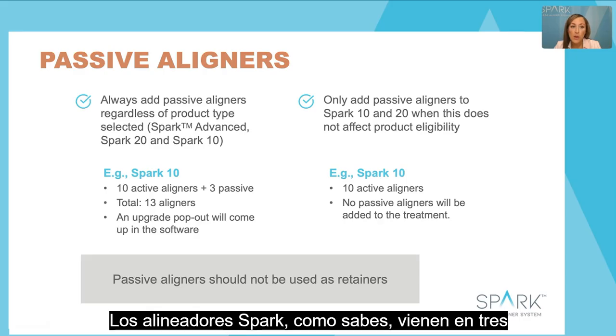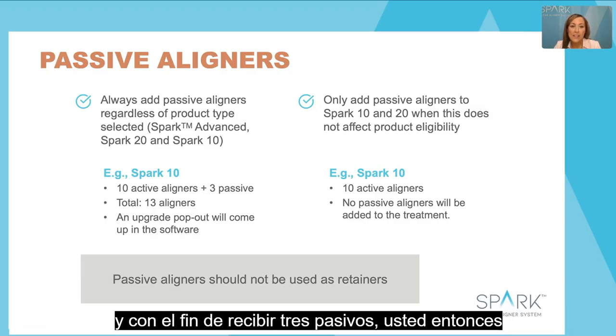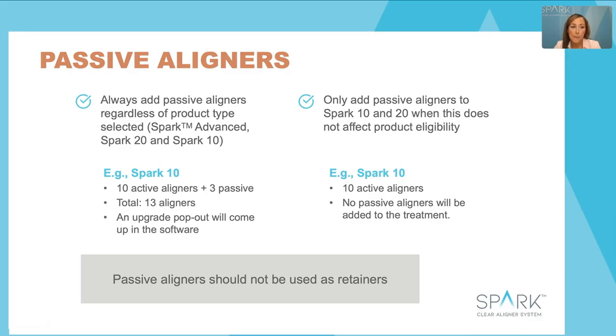Spark aligners, as you know, come in 3 product options: Spark Advanced, Spark 20, and Spark 10. And you can select always add passive aligners regardless of the product type. So with Spark 10, if you have 10 active aligners, and in order to receive 3 passive, you will then need to upgrade to Spark Advanced or Spark 20, and an upgrade pop-up will appear in the software.